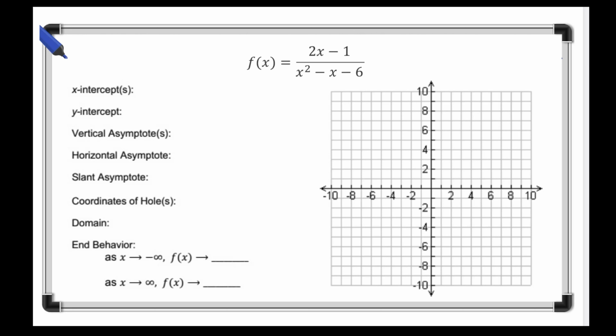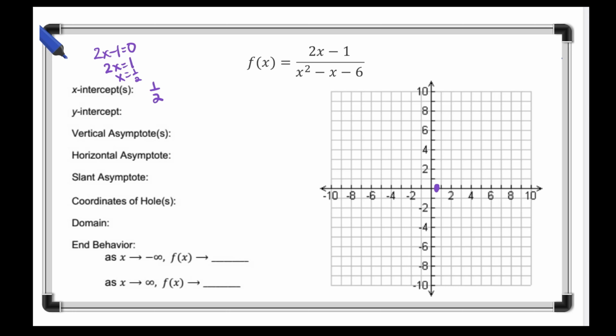Okay, so here's the first thing. We want to find our x-intercept. What we're going to do is go ahead and set our numerator equal to 0. So that's 2x minus 1 equals 0. You're going to add 1 to both sides, and then x is equal to 1/2. So my x-intercept is at 1/2.